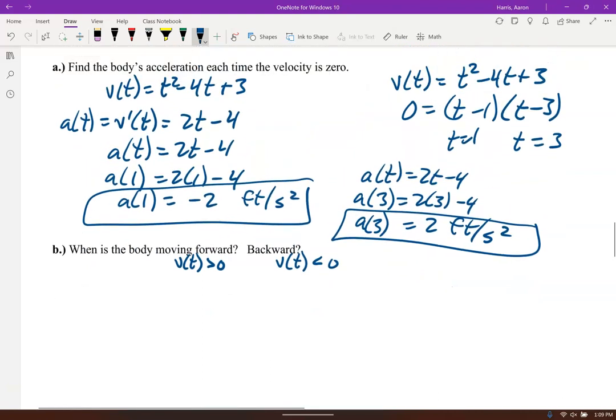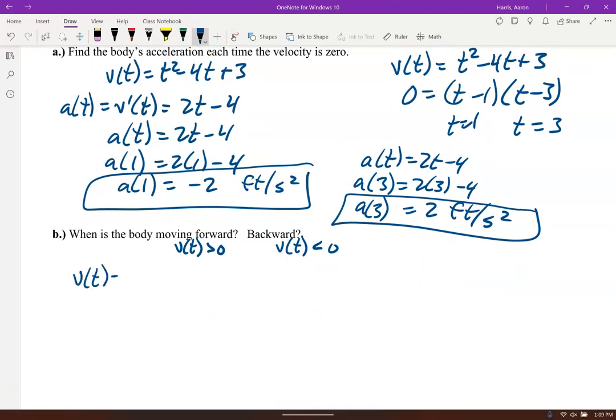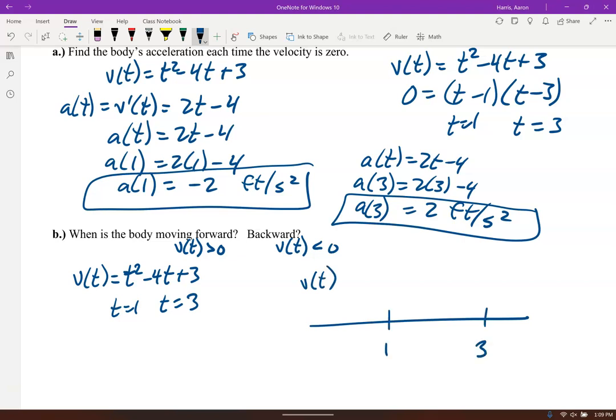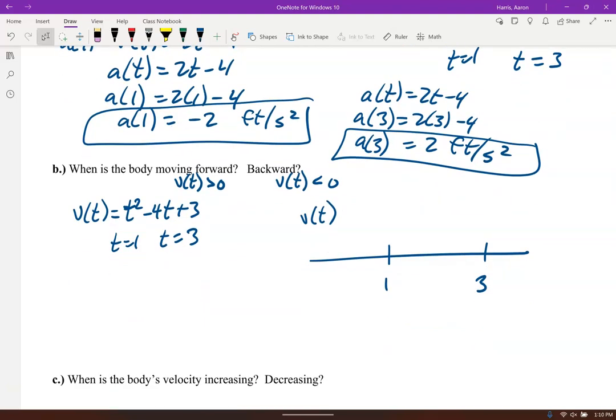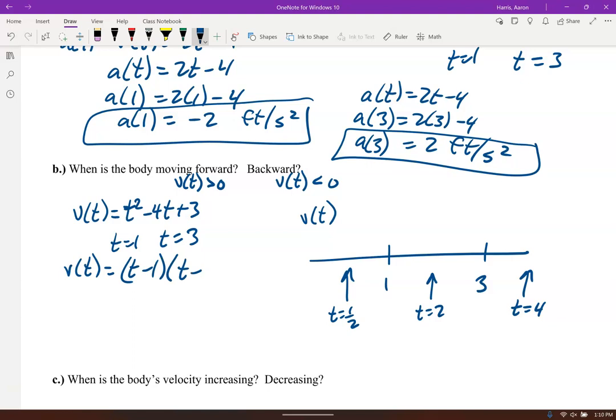So what I'm going to come back to is, first of all, when did I stop? And we solved this above. And this was at 1 second and 3 seconds. So I have a testing interval at 1 and 3. I got to decide what I'm doing in between there. So let's throw in something to the left of 1. Don't throw in 0. Let's throw in like a half, right? t being a half. Maybe we'll throw in like 2 here, and then we'll throw in like 4 here. And remember, this is into t minus 1, t minus 3.